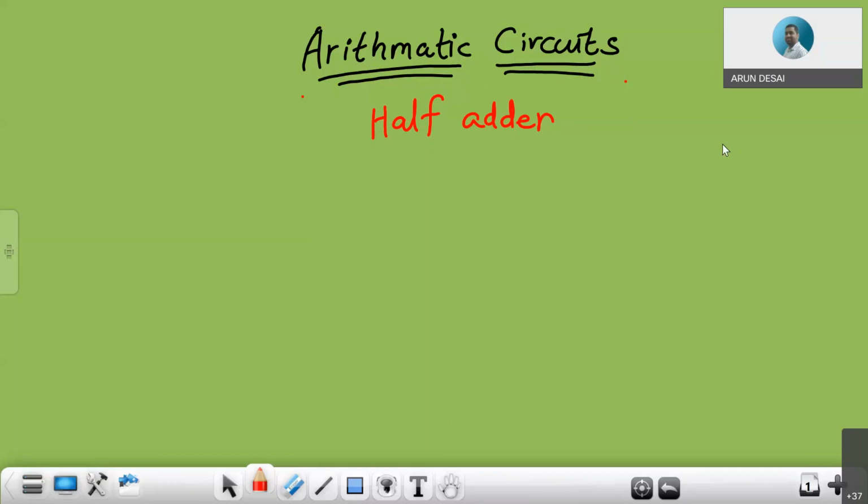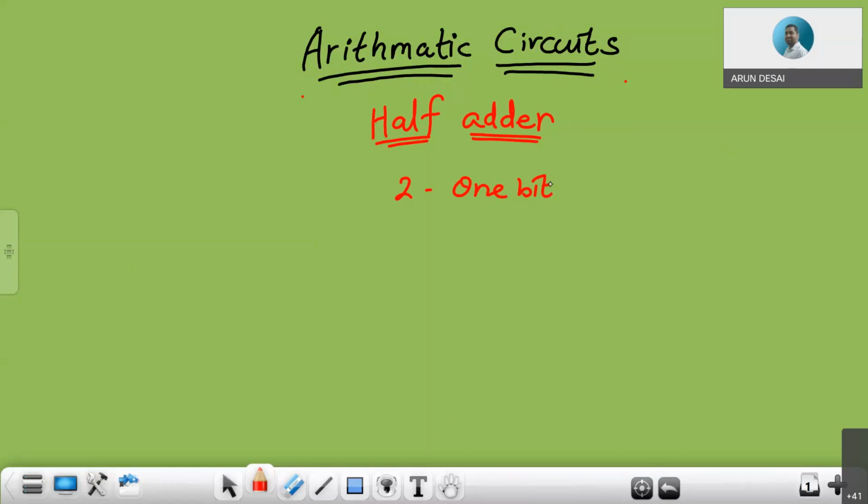So for what reason is the circuit used? Addition, right? So half adder is a logic circuit which is used to add two one-bit numbers, right? So two one-bit numbers are added by using the half adder circuit.